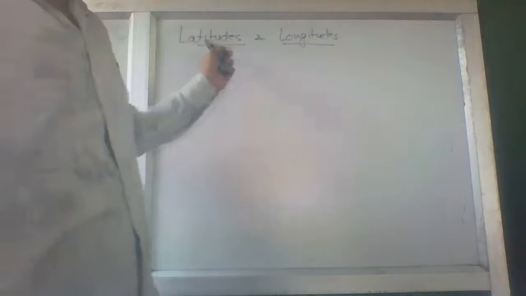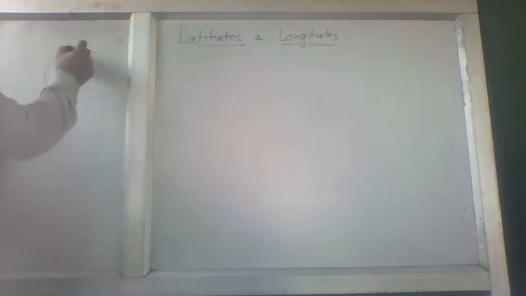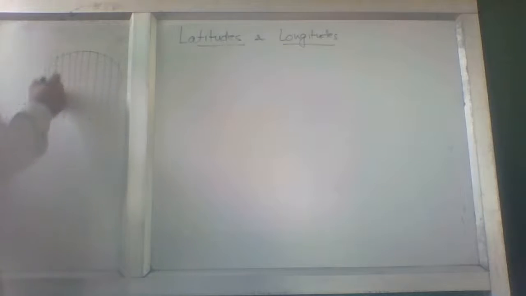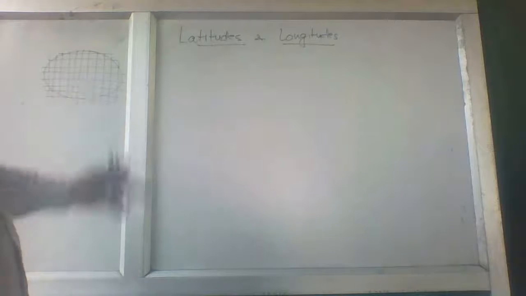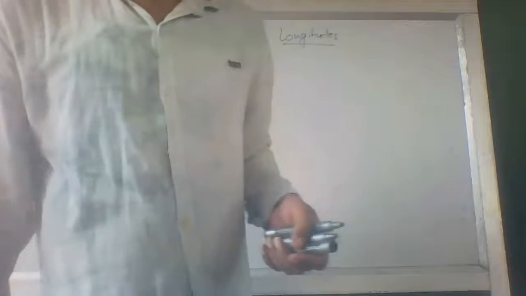To understand latitudes and longitudes, we have to understand a few theories and facts, and what these latitudes and longitudes are. In one word, these are nothing but a grid. Grid means if this is Earth, this is called a grid. This grid is known as latitudes and longitudes. The grid system of the Earth is the latitude and longitude.